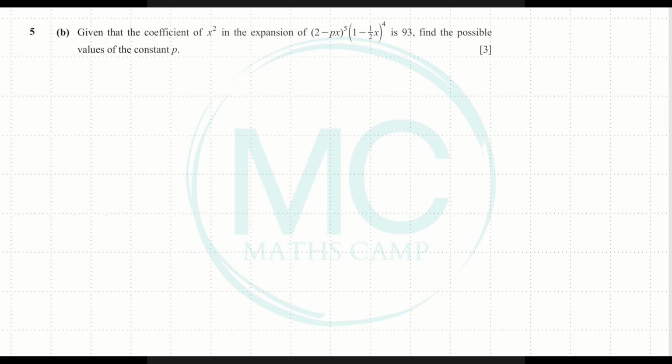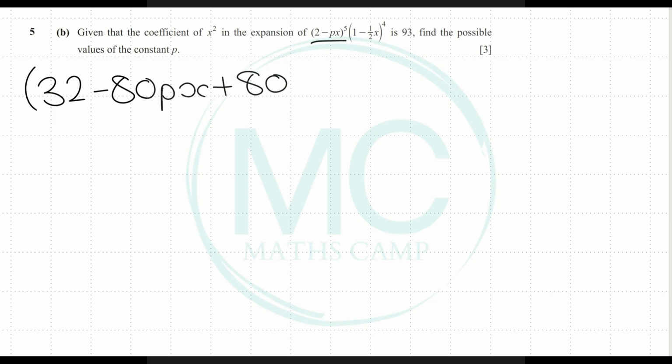Part B says, given the coefficient of x squared in the expansion of the two brackets is 93, find the possible values of the constant p. Now, in a question like this, you can use your answers from part A to solve part B. In part A, we found the first 3 terms in the expansion of this bracket. Our first term was 32. Our second term, negative 80px. And our third term, positive 80p squared x squared.